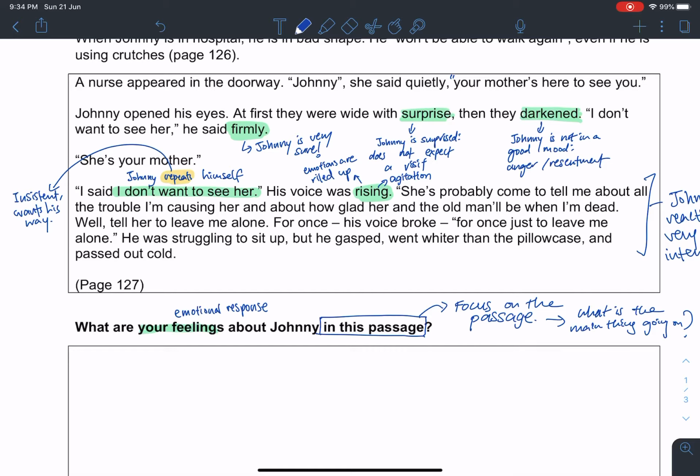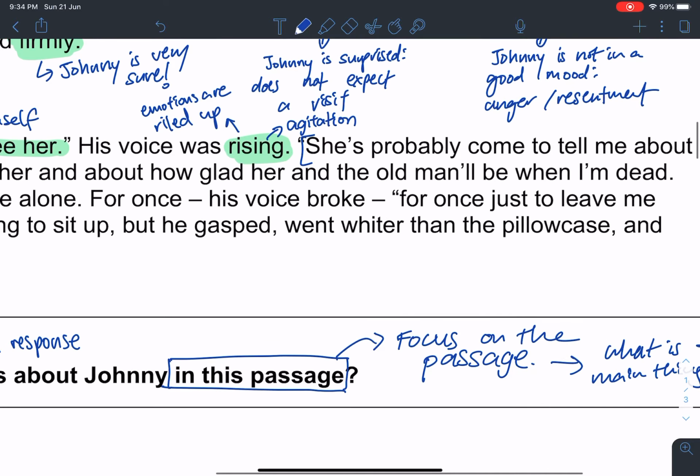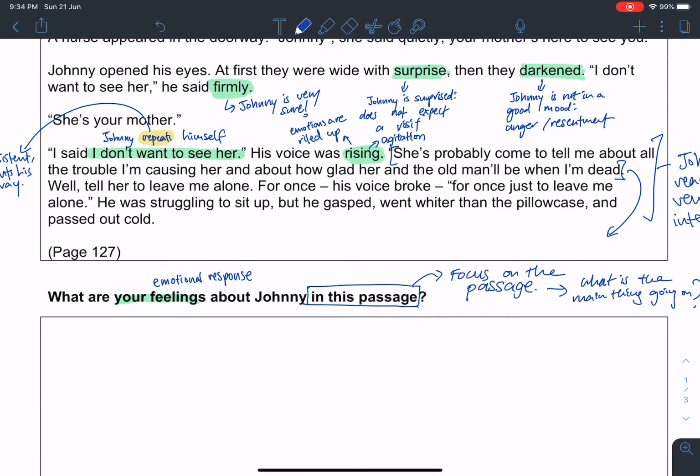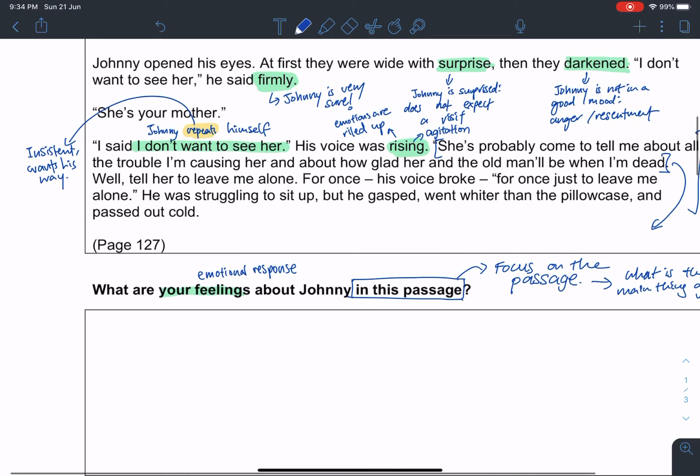Okay, so now I know I have to pay attention to what Johnny is saying. So let's have a look at this. Let's try to summarize it. What is Johnny saying? Johnny is saying that... how does he see his mother? Okay, that's something I want you all to fill in by yourself. Go and think about it. When Johnny says this, what does it say about how he thinks about his mother?